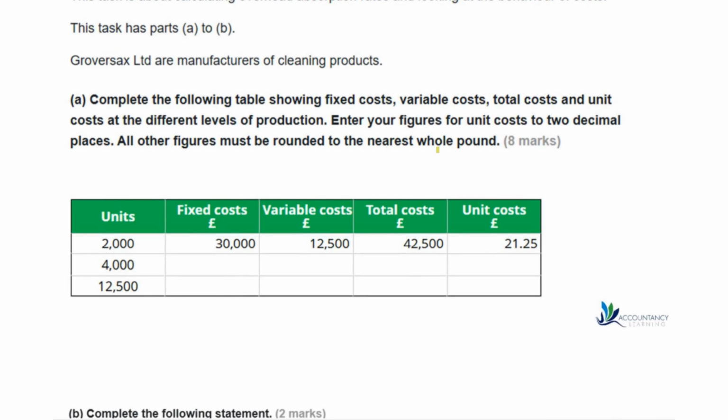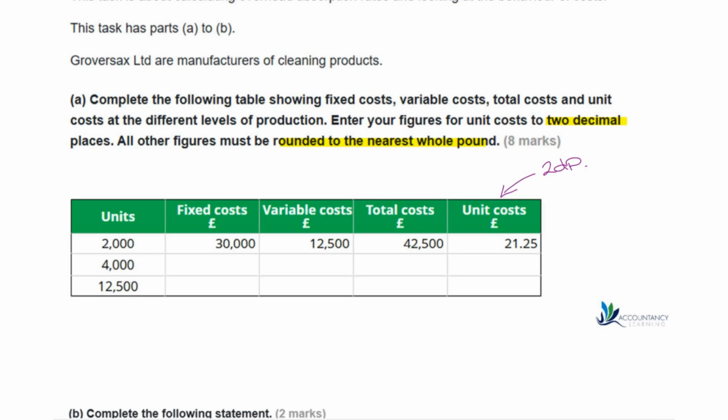And for part A of this task, we are asked to complete the following table showing fixed costs, variable costs, total costs and unit costs at the different levels of productions. We're asked to enter our figures for unit costs to 2 decimal places, but other figures must be rounded to the nearest whole pound. So the unit cost, so this bit here, needs to be to 2 decimal places.